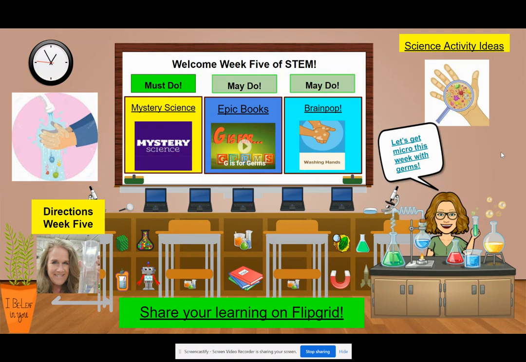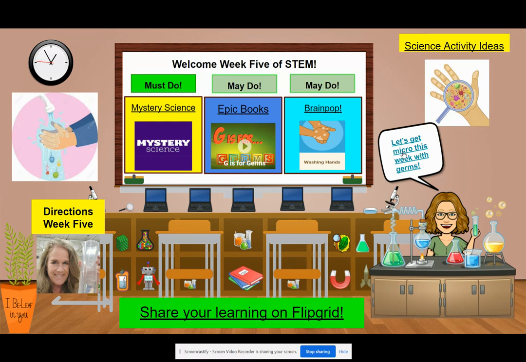We are going to focus this week on some really tiny things that you need a microscope to see with. And we're going to talk about germs a little bit, as this is a relevant topic for our times right now. So, I have some activities, some may do's and a must do for you, and then some ideas to share on Flipgrid.